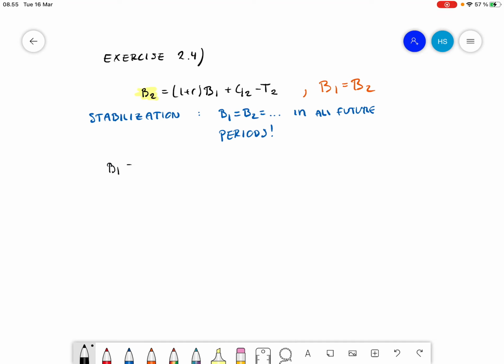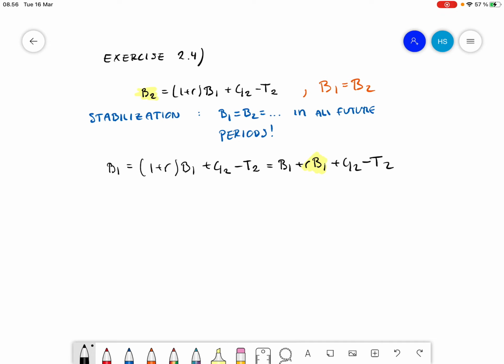So we can write B1 should be equal to 1 plus the real interest rate times B1 plus government spending in period 2 minus taxes in period 2. Okay, that is B1 plus the debt repayment plus government spending in period 2 minus taxes in period 2. So this here, R times B1, is the interest payment on existing debt.